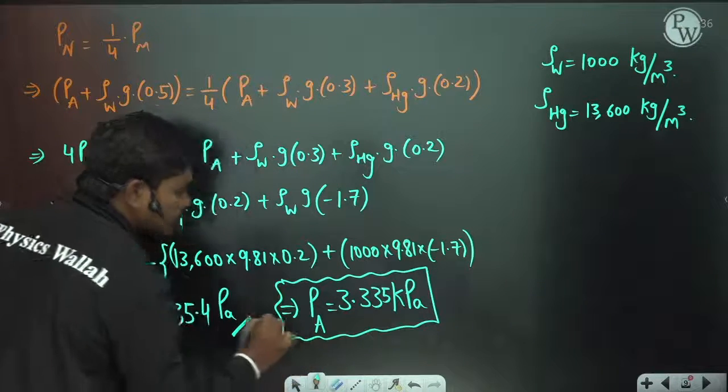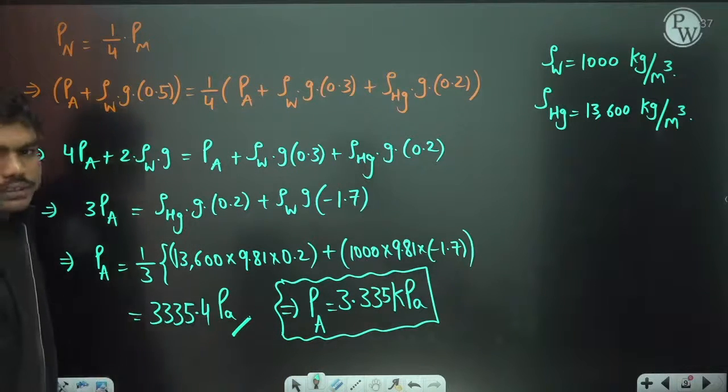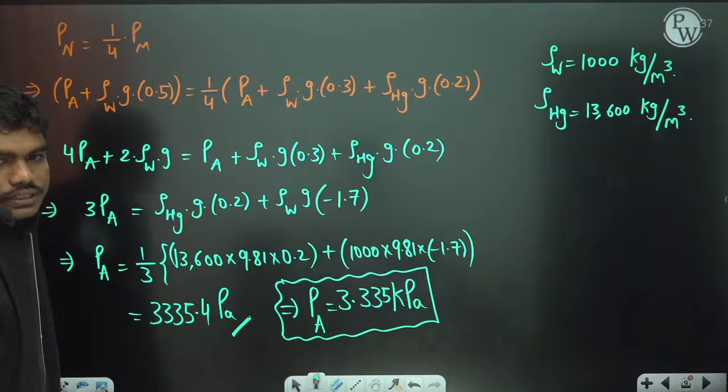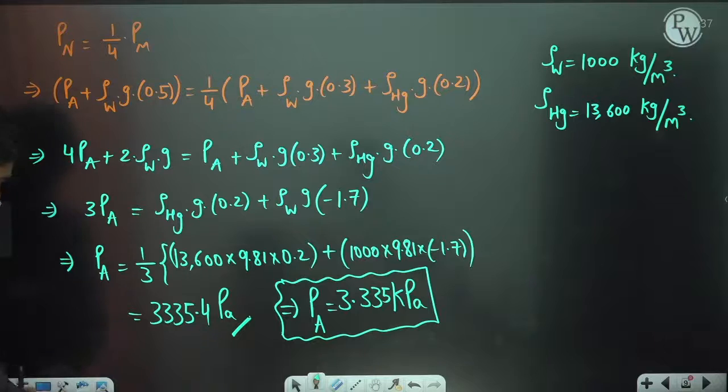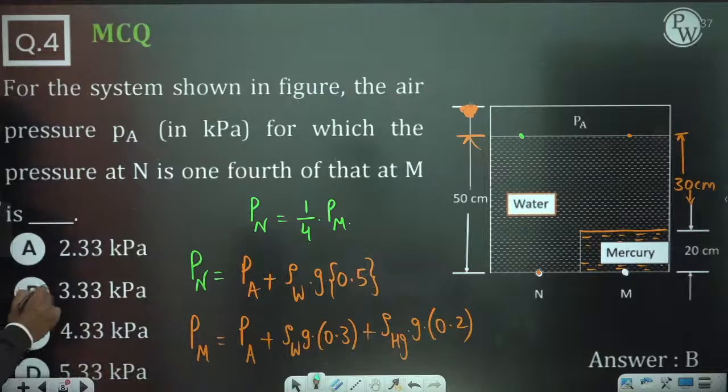Okay, so it's a simple question again. PA is equal to, yes, very good, 3.33. All of you are correct. So 3.33 kilopascals is the pressure at this location. PA is equal to this 3.33. This value B is the correct answer. Clear?